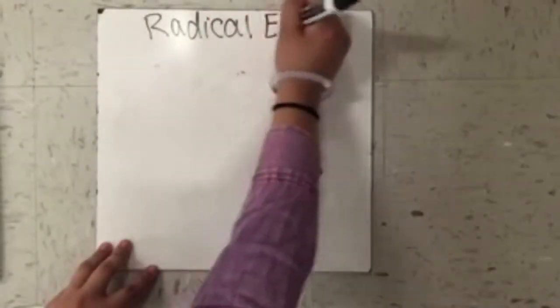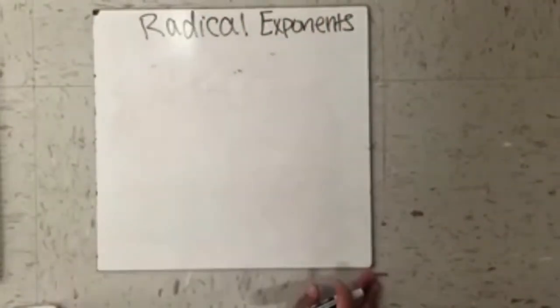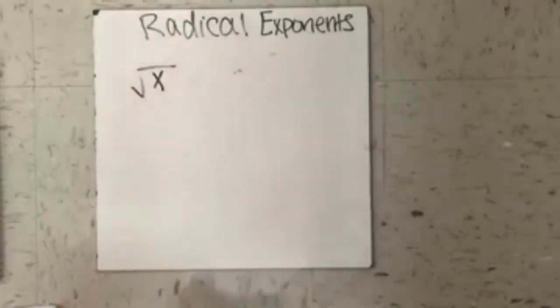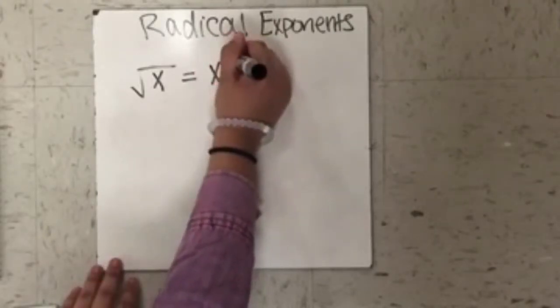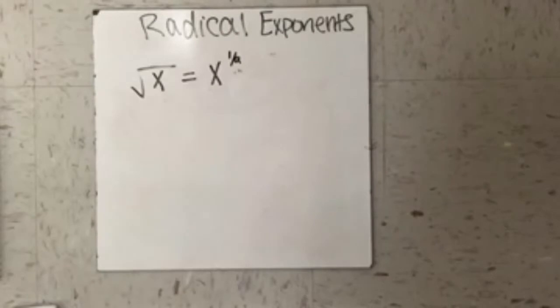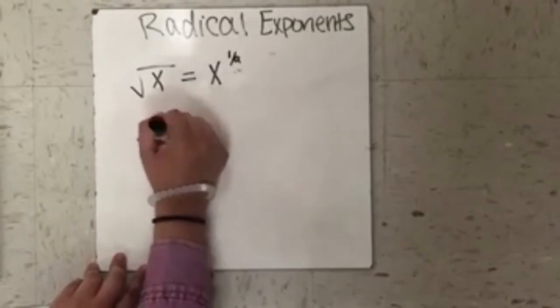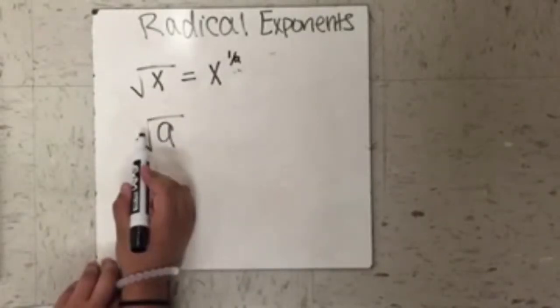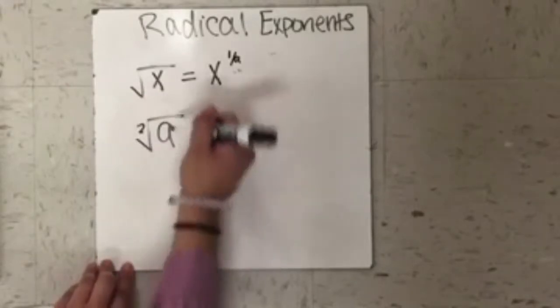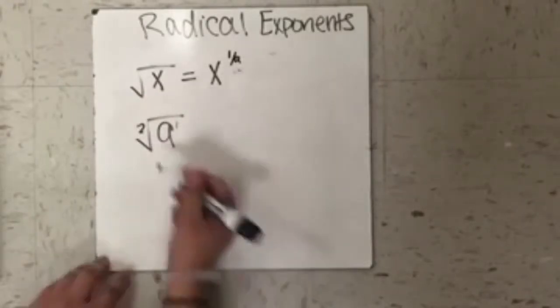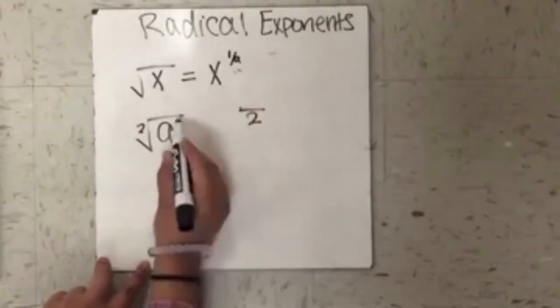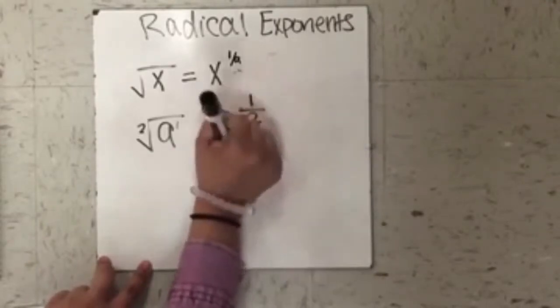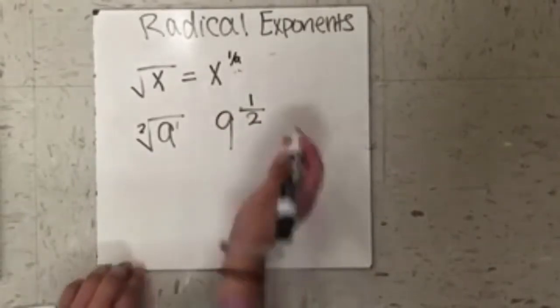Our next one is radicals as rational exponents. So we will have x in the square root and have it be x to 1 over 2. So we'll have a in the square root, and then the denominator will be outside of the root and the numerator on the inside. Because 2 is on the outside, it will be the denominator, and 1 being on the inside being the numerator. So 9 to the half power, which could also be 3.